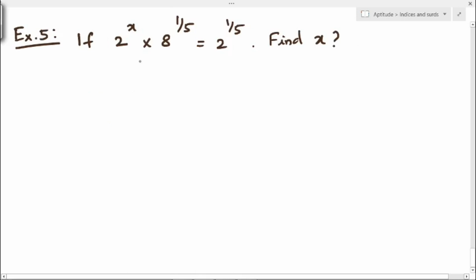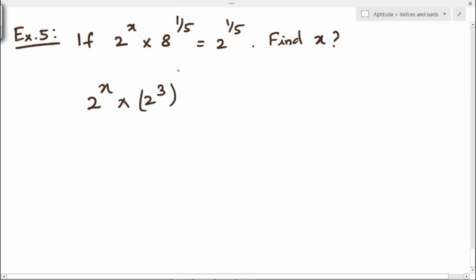Next example: if 2 power x into 8 power 1 by 5 equals 2 power 1 by 5, we have to find the value of x. See here we have 2 power x into 8 to the power 1 by 5. The rest of the terms have base 2, so we have to convert this 8 into 2. This 8 can be written as 2 cube, so 2 cube is nothing but 8.